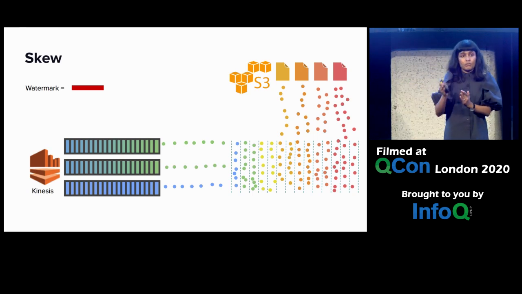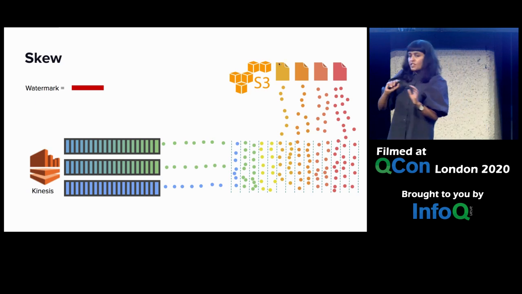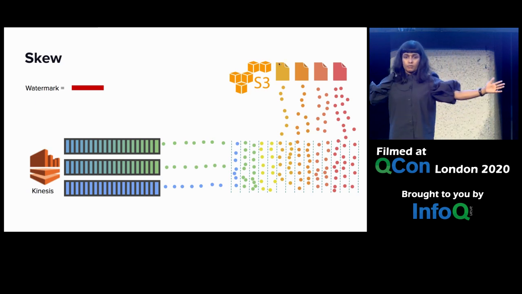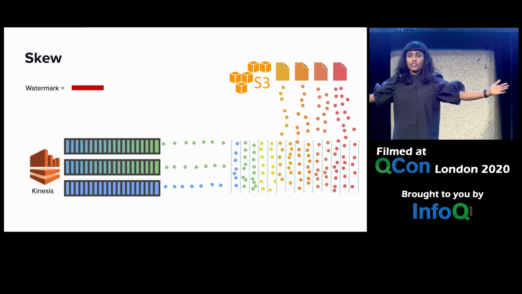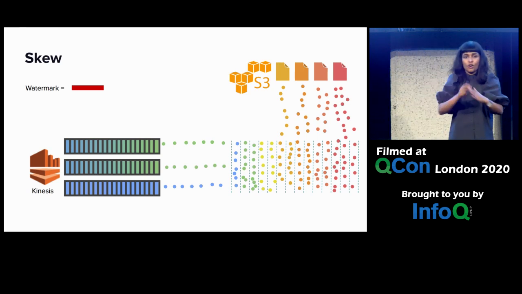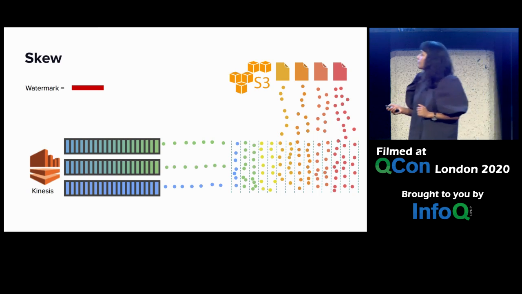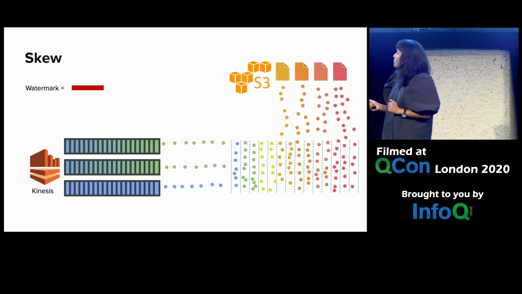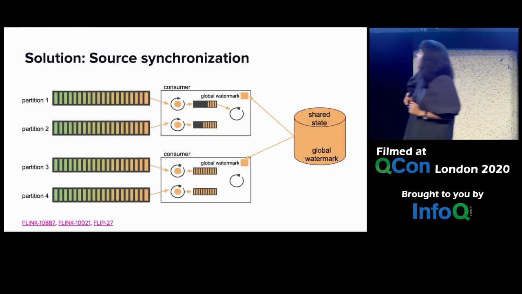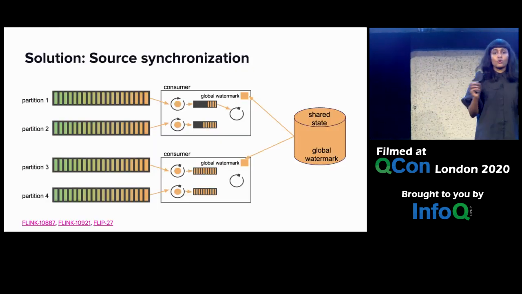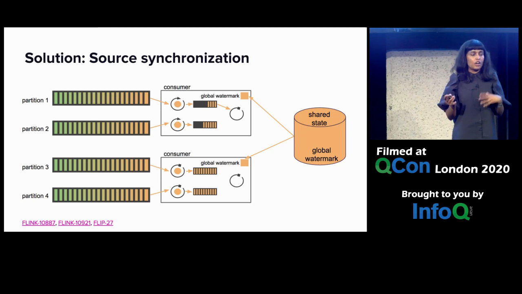And because the watermark is not proceeding, all these windows are waiting open over there because they are only triggered based on watermarks. So what we saw was a state size explosion. Our memory usage just went up because of all these open windows that are just waiting for the watermark to proceed. To solve this problem, we built source synchronization into our sources.